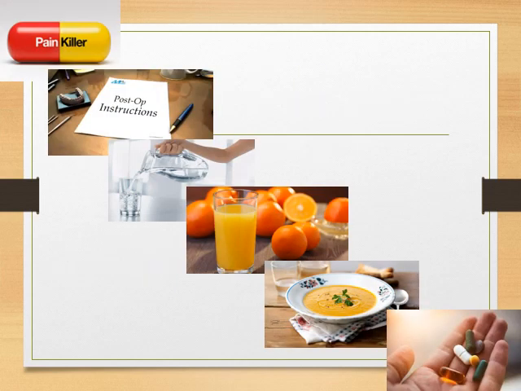What are the instructions that we should give the patient after we do incision and drainage and before we dismiss him? First, we should prescribe him a proper analgesic to reduce the pain and reduce the trismus and make the patient able to eat and drink again. Then you should give the patient careful post-operative instructions.